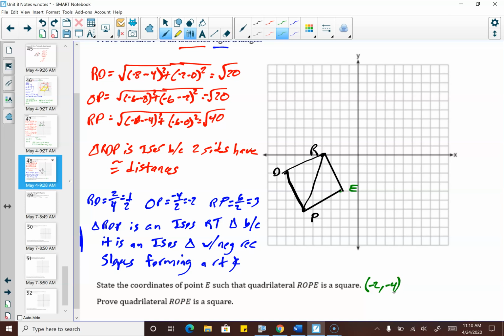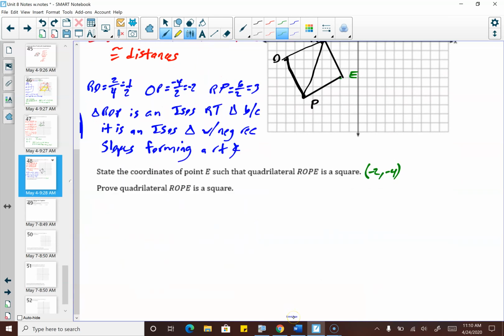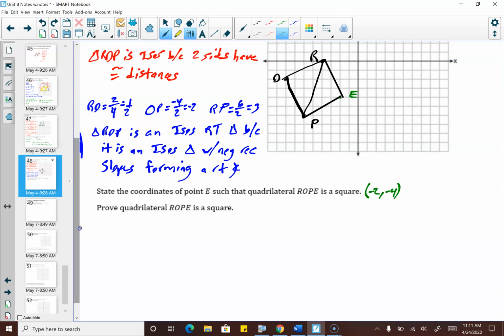-4. Okay. So if you think about it, it wants us to prove that it's a square. Well, what is a square? A square is a rhombus with a right angle. So if we think about it, how do we just prove that something was a rhombus? We did our 4 distances. Well, nice part is here. RO is already done. That was the square root of 20. OP is already done. That was the square root of 20. So now we just have to do the distance formula for PE and then for RE. Okay, our 2 new sides that we didn't have before.